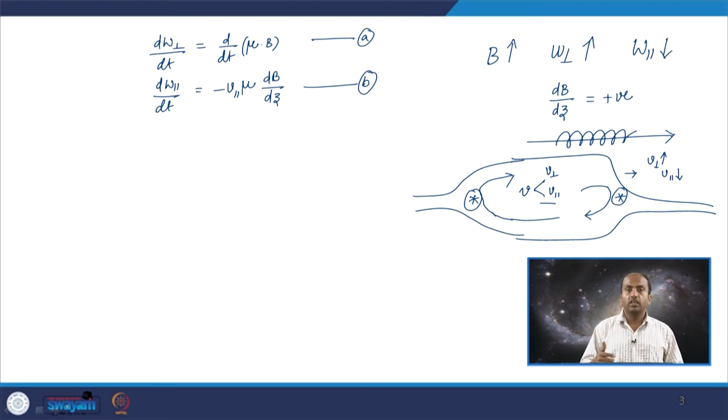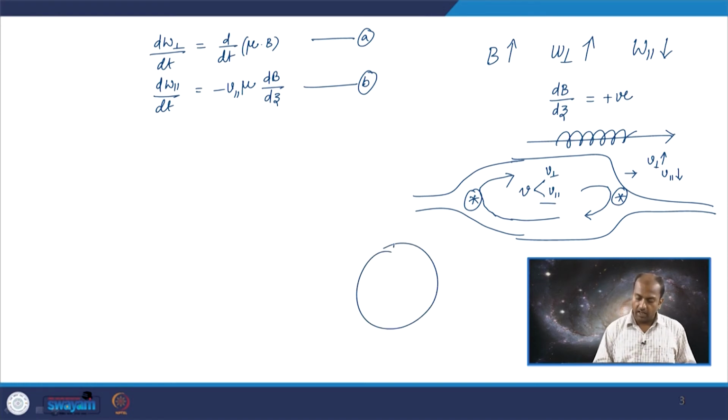So, immediately things will flip and the particle will immediately return back into the weak field region, right. So, into the weak field region it comes back. So, if you have another magnetic convergence at the other side, you can trap these two particles, right.